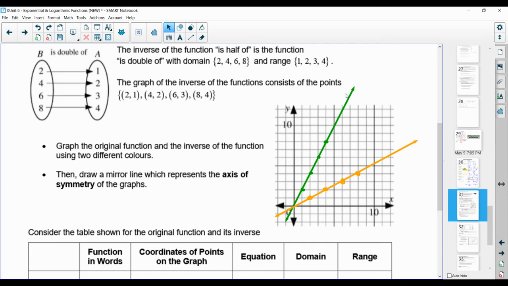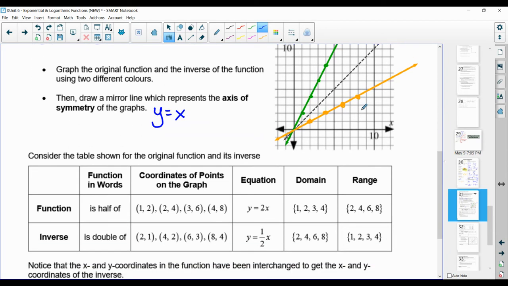So these are our two functions, and if you notice, they kind of look like they're mirror images of each other. And if I were to click right here, this is my mirror image line. So inverse functions actually have an axis of symmetry. They have a mirror line that goes between them, and that mirror line is y equals x. So an original function and its inverse function would be reflected over the line y equals x.